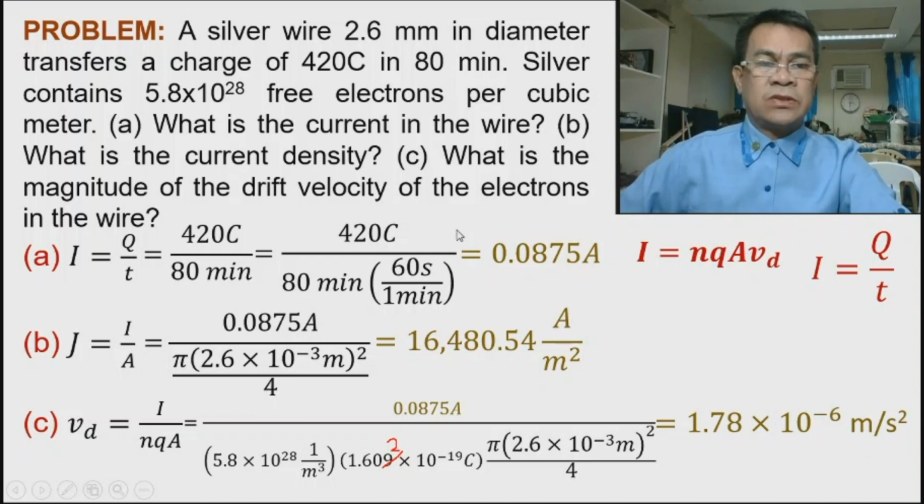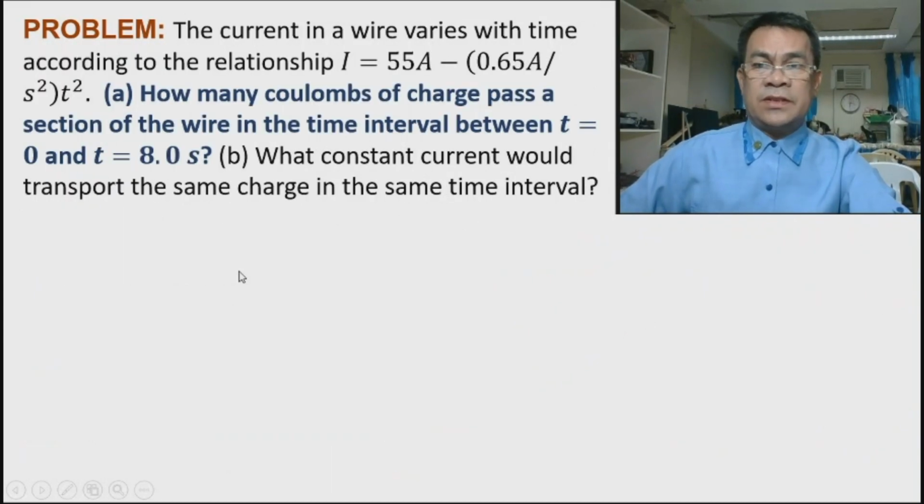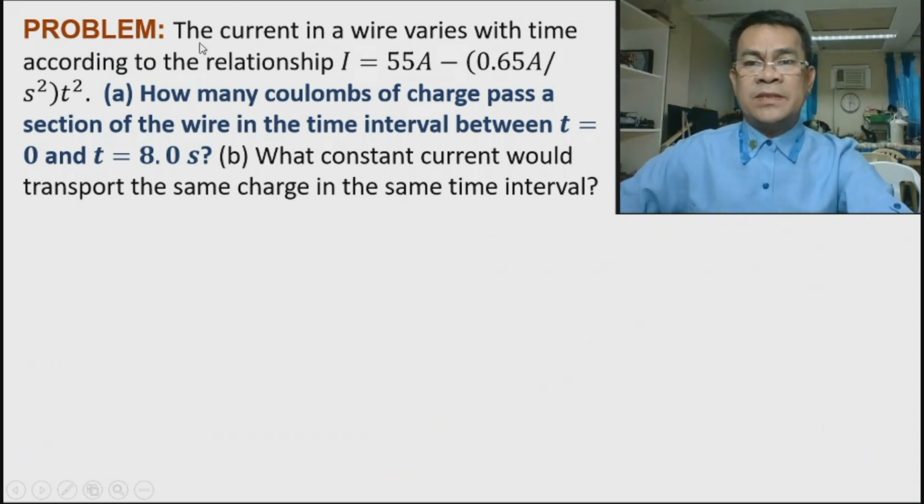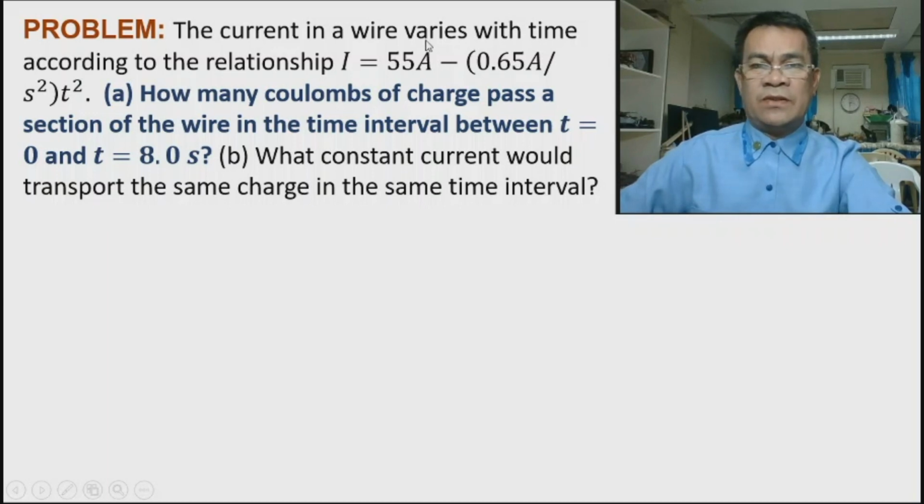These are the answers to the questions. Okay, one last problem. The problem says that the current now varies with time. So this is no longer steady state. This is non-steady state. Why? Because the current varies with time.